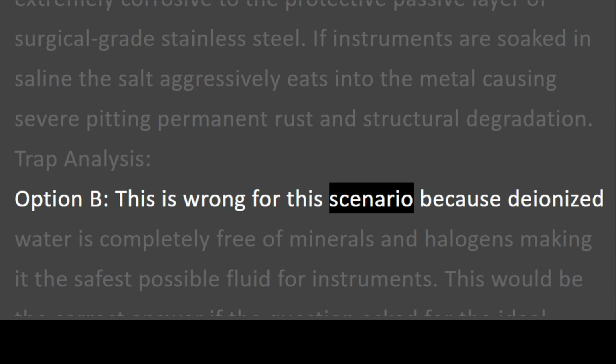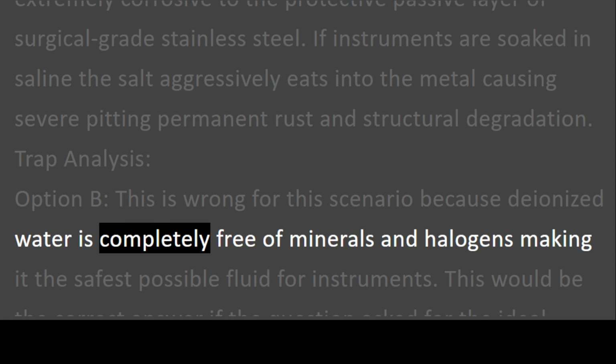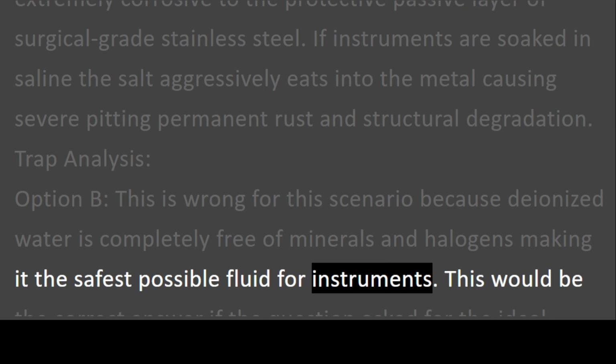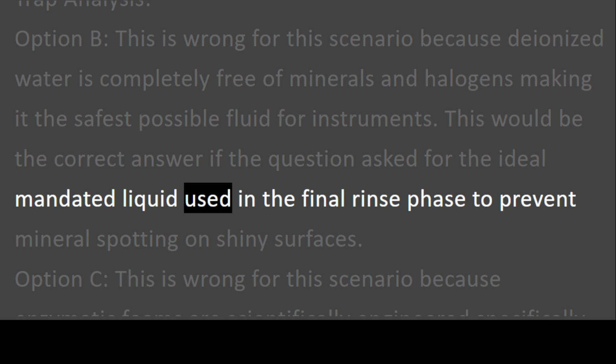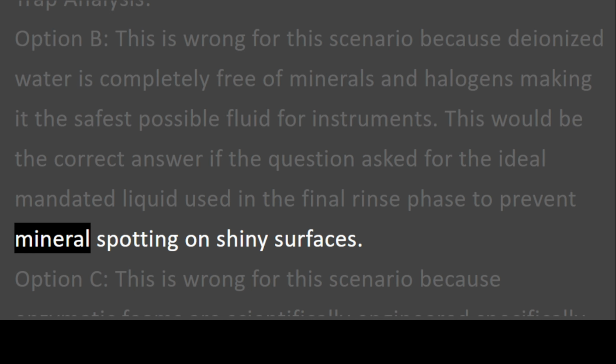This is wrong for this scenario because deionized water is completely free of minerals and halogens, making it the safest possible fluid for instruments. This would be the correct answer if the question asked for the ideal mandated liquid used in the final rinse phase to prevent mineral spotting on shiny surfaces.